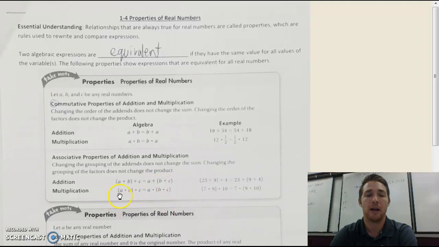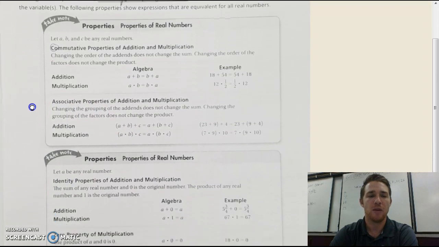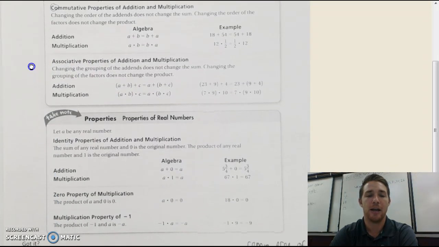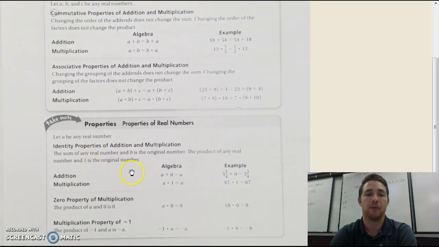Same thing if you multiply. If you multiply A times B first and then multiply C, that's going to be the same answer as if you multiply B and C first and multiply A as well. So again, if it's addition or multiplication, we can change the order, that's commutative, or we can change the grouping, that's associative. For any real numbers, and again, this is just saying let A be any kind of real number. It can work with a bunch of different numbers.